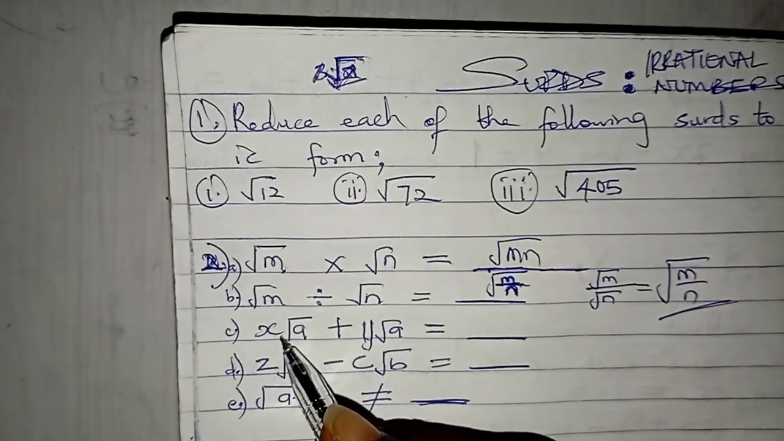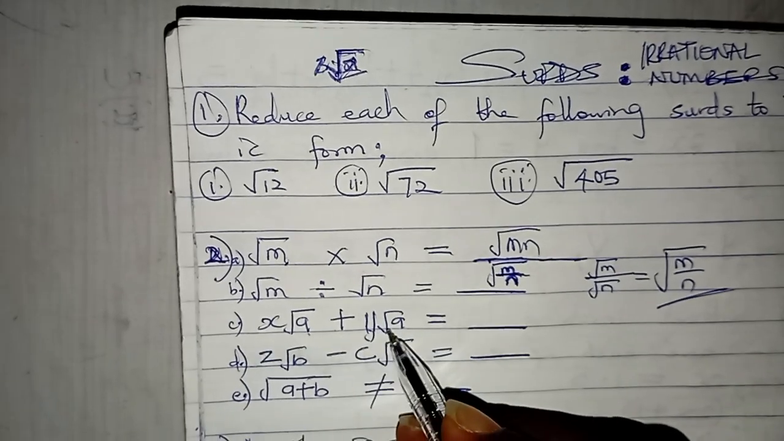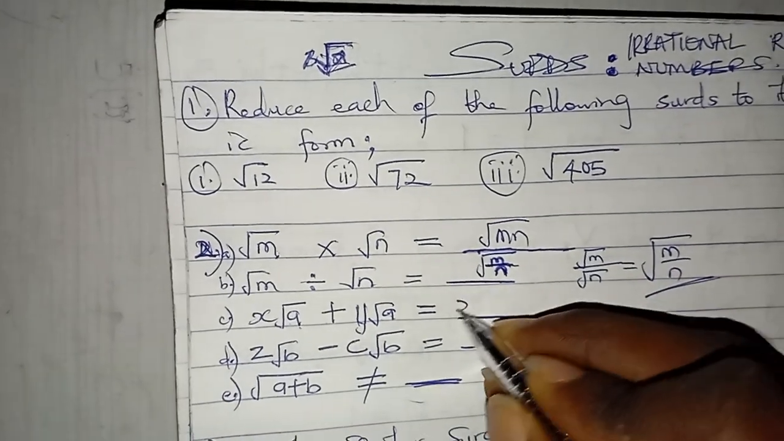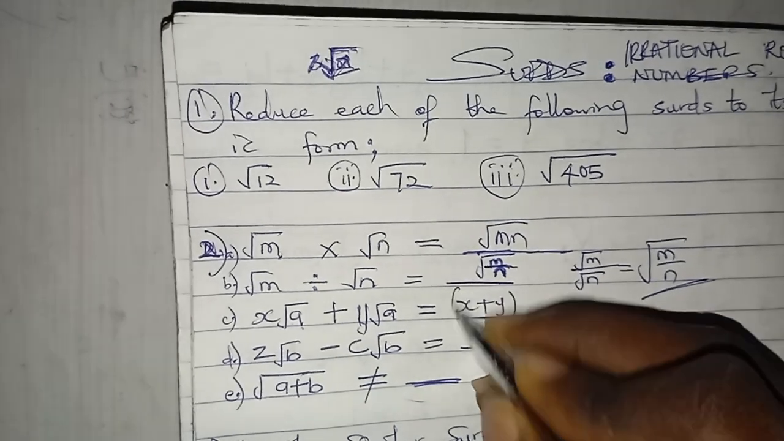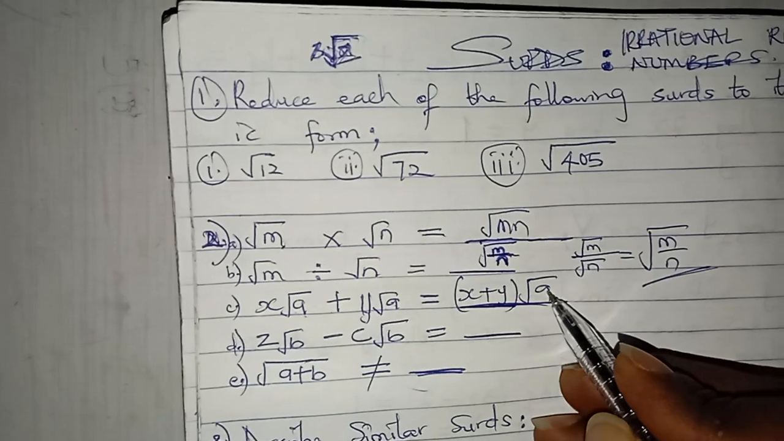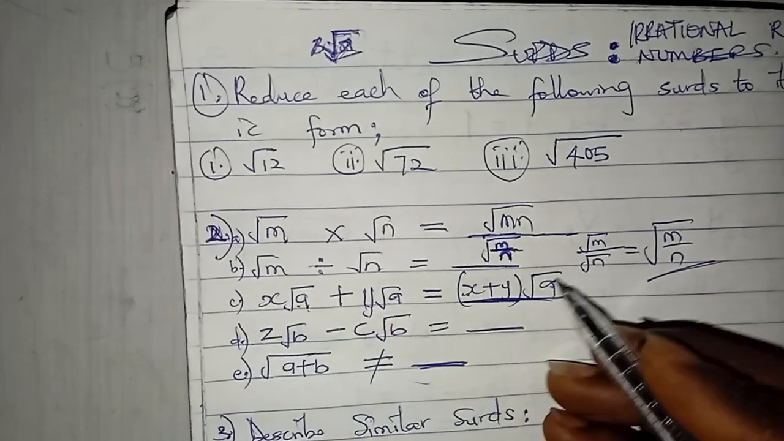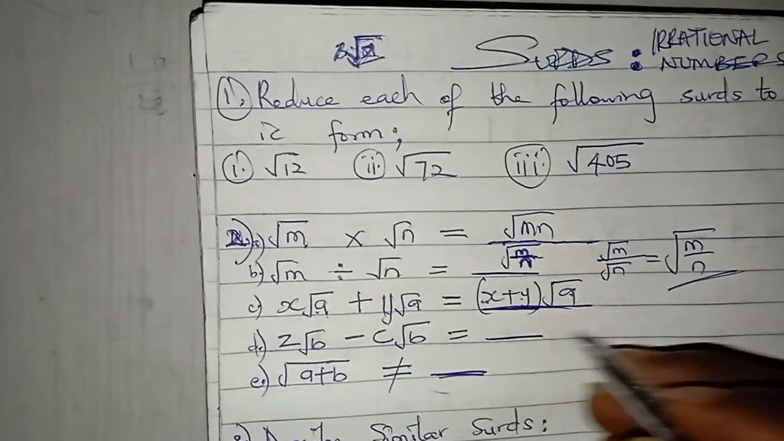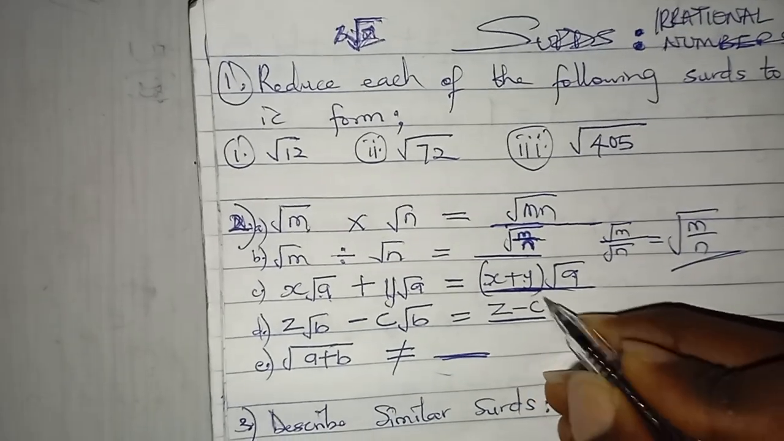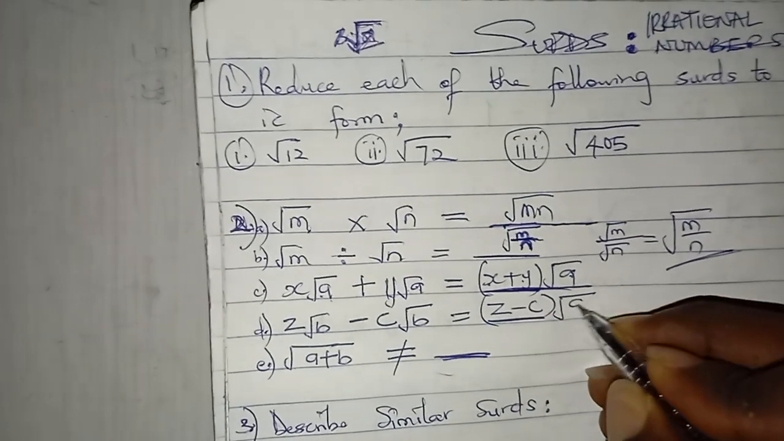So I have x root a plus y root a. Since this is a and a, I can simply say x plus y all root a. Because check it out. If a root a goes here, you have this. Root a goes here, you have this. The same thing with this. You can have z minus c all into root a.